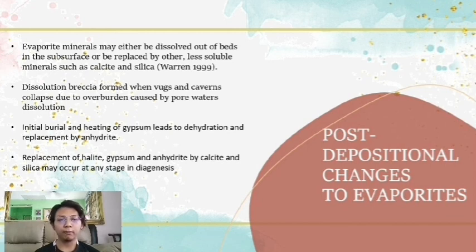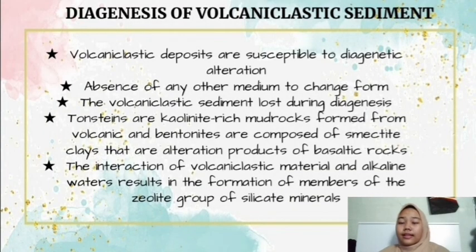Initial burial and heating of the gypsum leads to dehydration and replacement by anhydrite. Conversely, if anhydrite beds are lifted to a hydrous near-surface environment, a change to gypsum may occur. Replacement of halite, gypsum, and anhydrite by calcite and silica may occur at any stage in diagenesis. The original cubic crystal form of halite may be preserved as a pseudomorph, a cast made up of fine-grained sediment. Pseudomorphs of selenite, a form of gypsum, may also occur. Next is diagenesis of volcaniclastic sediment.